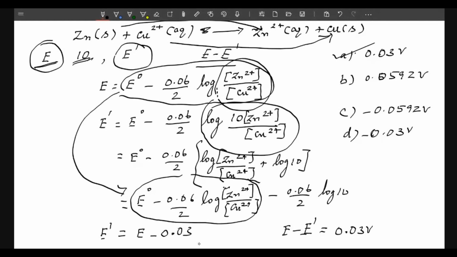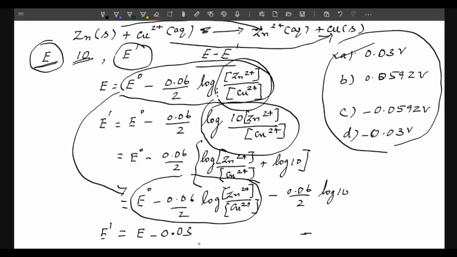The same problem. Now the option can also be changed like this. Take down the option. Now I am going to give it for the same problem. The last line of this question is suitably changed. What is the E prime of the resultant cell?